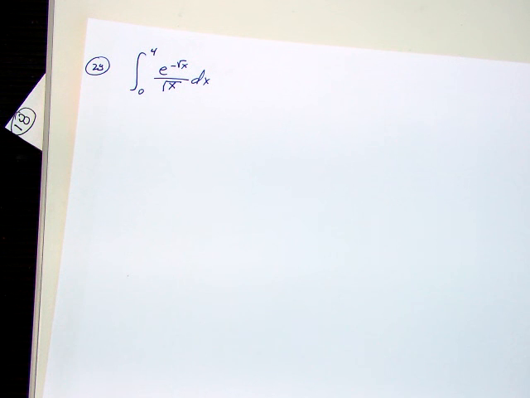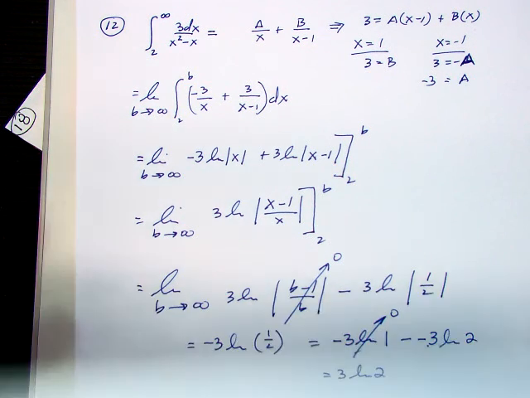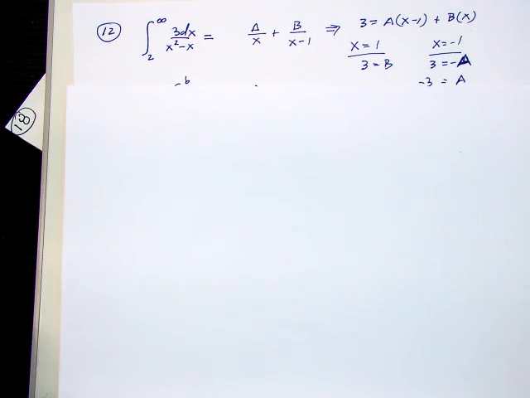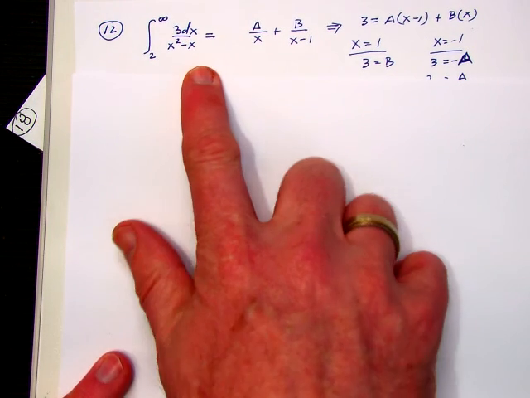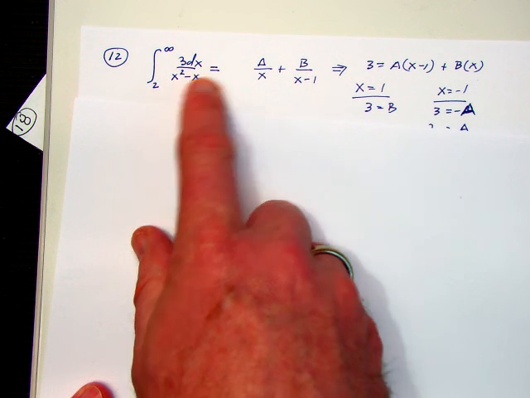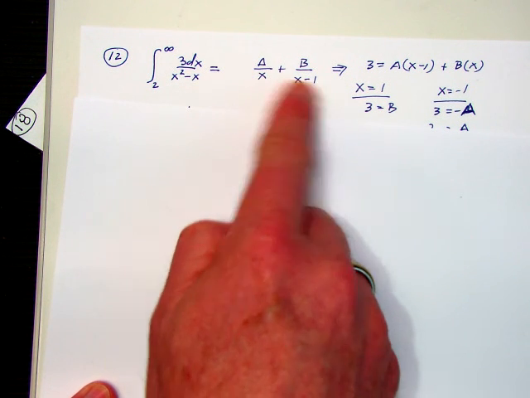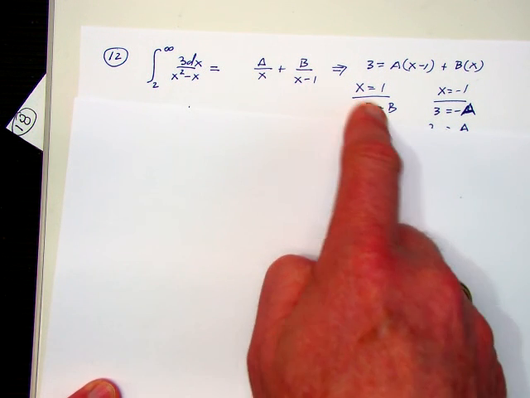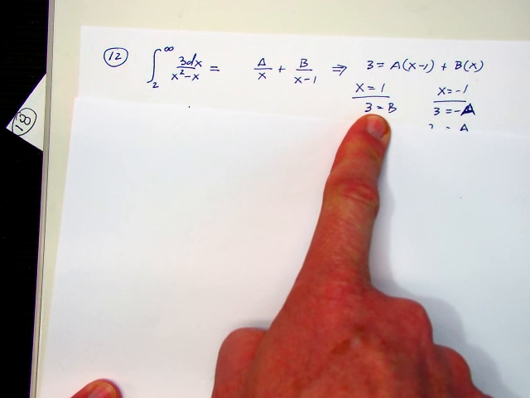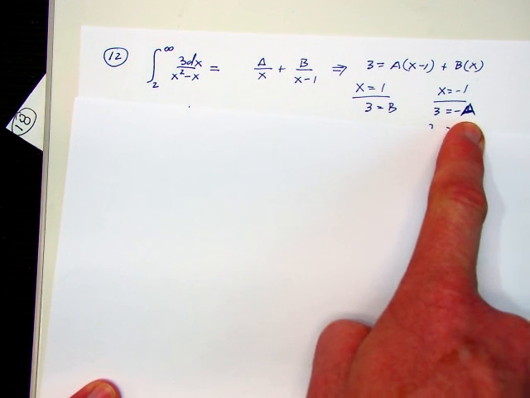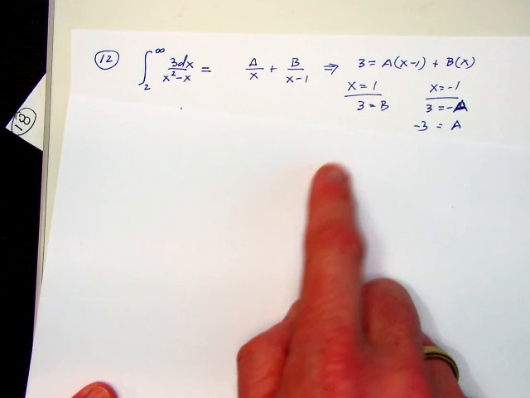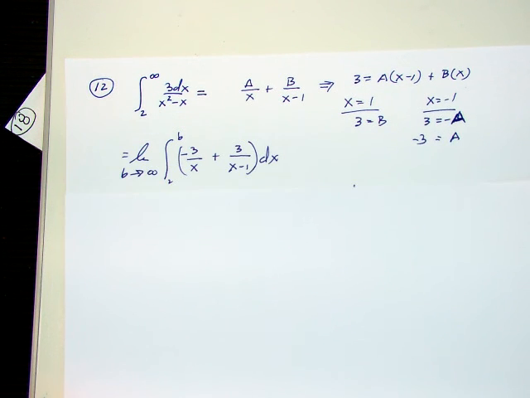Okay, so I want to do a couple problems to help people understand some of the improper integral questions that occurred. The first one I want to do is number 12. Number 12 you have to do by partial fractions. You have to break it up into a over x plus b over x minus 1, or you could switch them. So you work out that b is equal to 3, and a is equal to negative 3. Okay? So this is what you're going to actually go back and integrate.